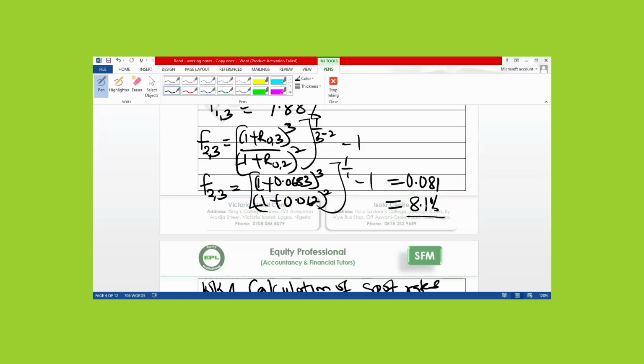One year forward rate at the end of year 2. Year 2 is the commencement. 1 year after year 2, that takes us to year 3.